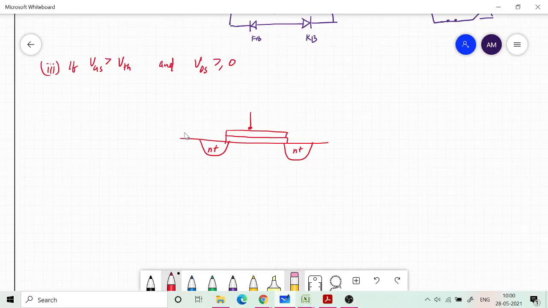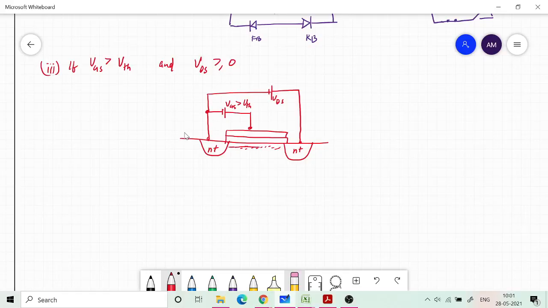So as I told, now I am applying VGS greater than VTH. Okay, so this voltage VGS is greater than VTH, and then on the top of that I am also applying VDS. Okay, so VGS will create a channel, and then VDS will give a voltage across the channel so that current can flow. So the picture is, now we have a lot of electrons here.